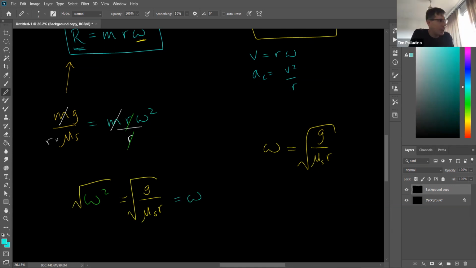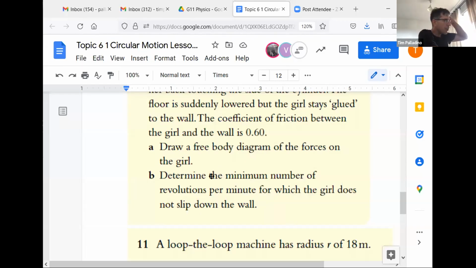And Andy, did you get a value for this? Yeah, 1.83. So 1.83, and this one is radians per second. That's our base units for this, okay? Now, if we check out what they're looking for though, they're looking for revolutions per minute. So we have to do some conversions, okay?